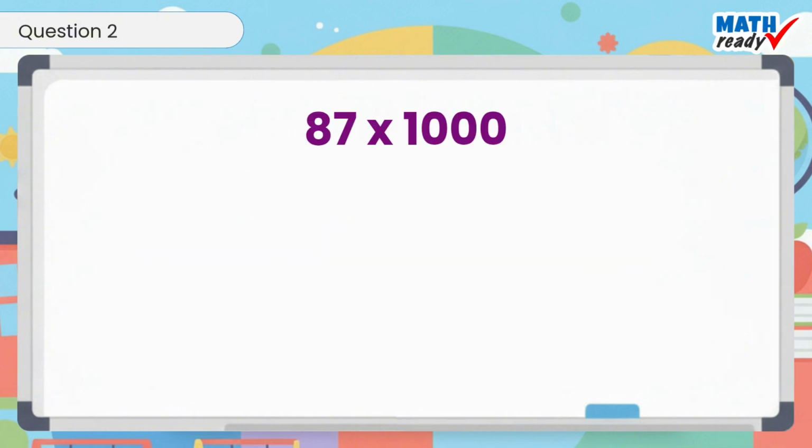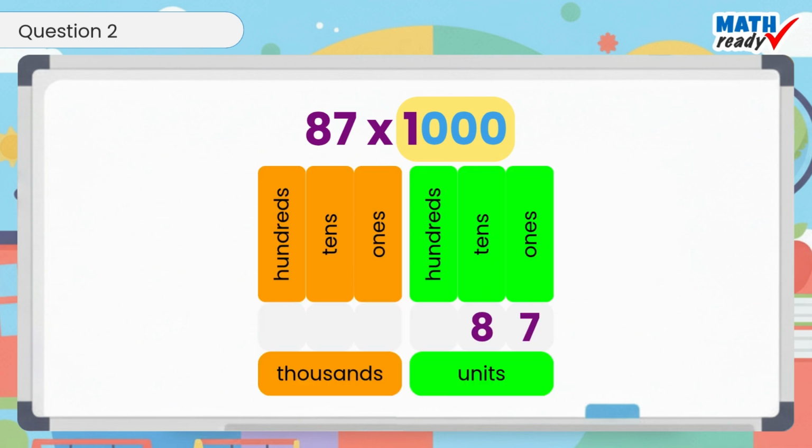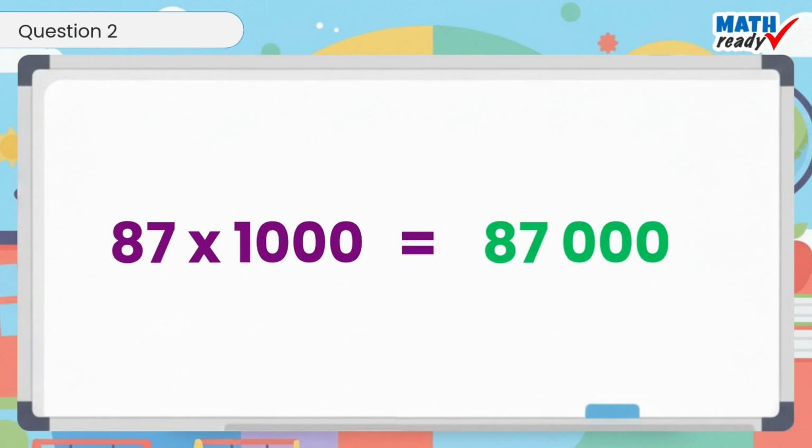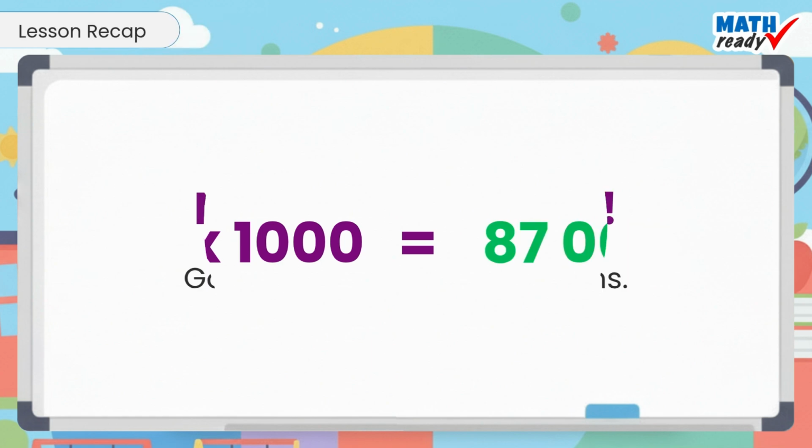Now let's try our second example. We have 87 multiplied by 1,000. We look at 1,000 and count the zeros. There are three zeros. This means that all digits in 87 will move left three places, and we fill the empty place values with zeros. So our answer is 87,000. Now it's your turn.